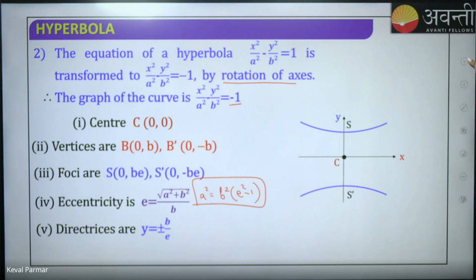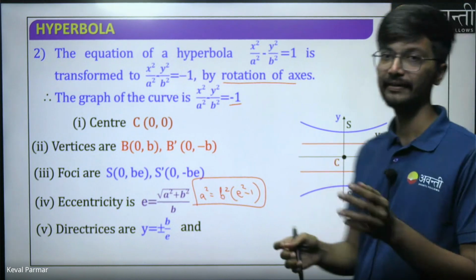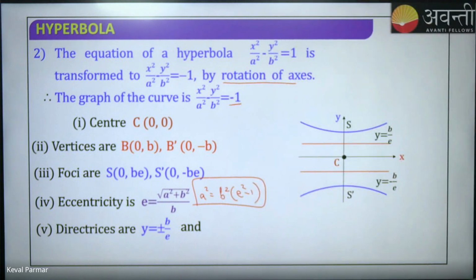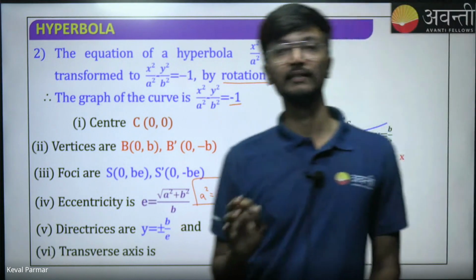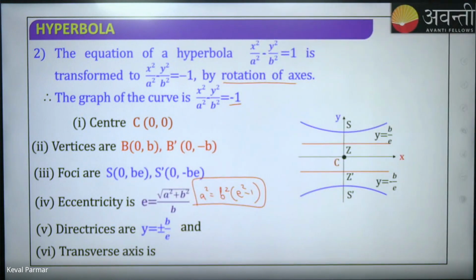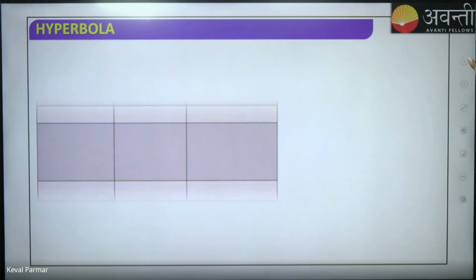Directrices, I think you should all guess this before I say, right? So y equals to b. Again, here the directrices are more towards the origin than the curve. Transverse axis means principal axis. In this case, the principal axis will be the y-axis. That means its equation will be x equals to 0. And the conjugate axis is the x-axis, which is y equals to 0.